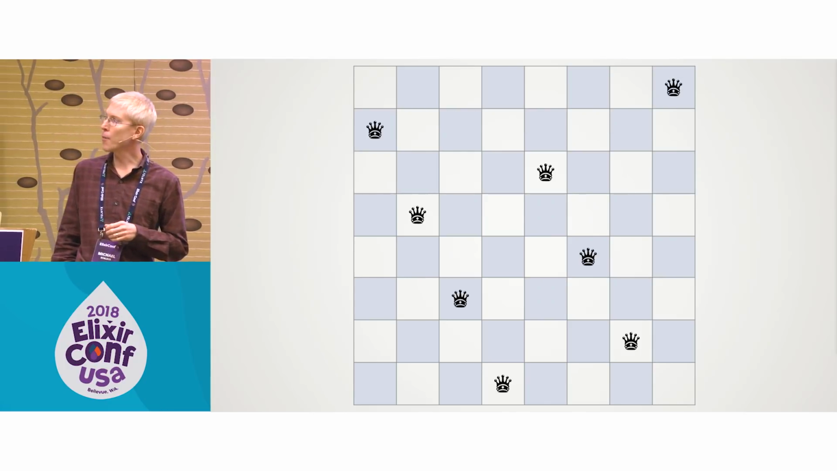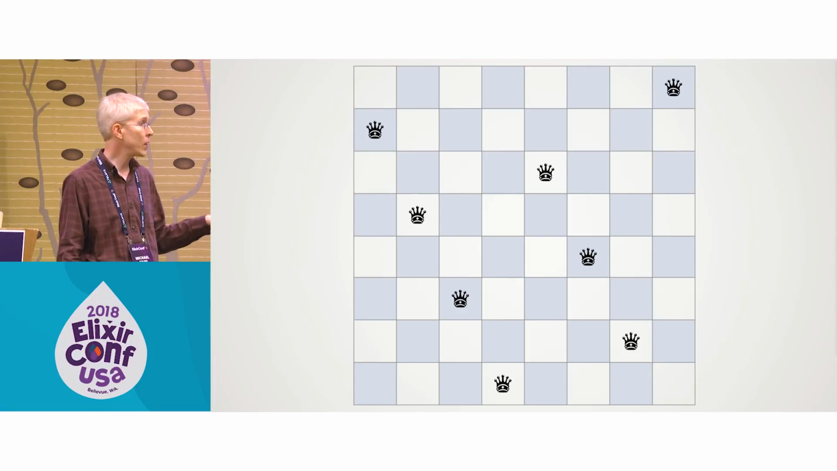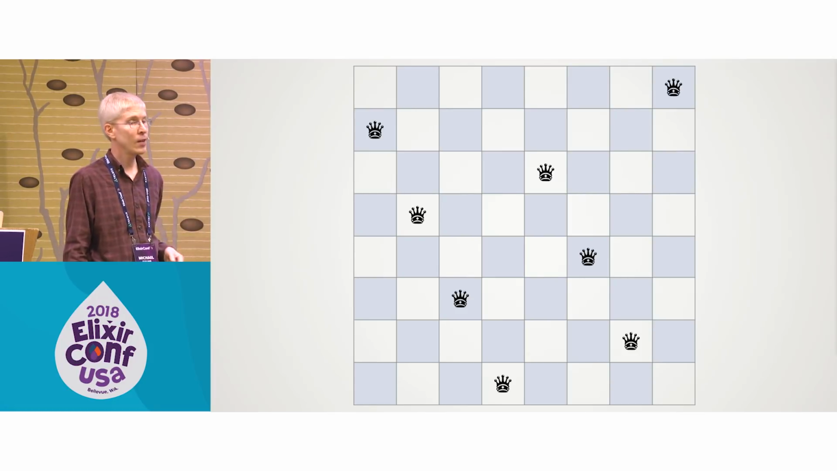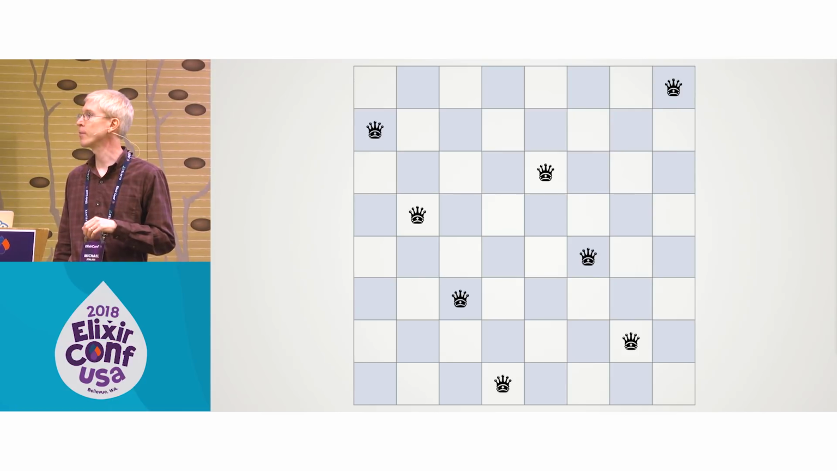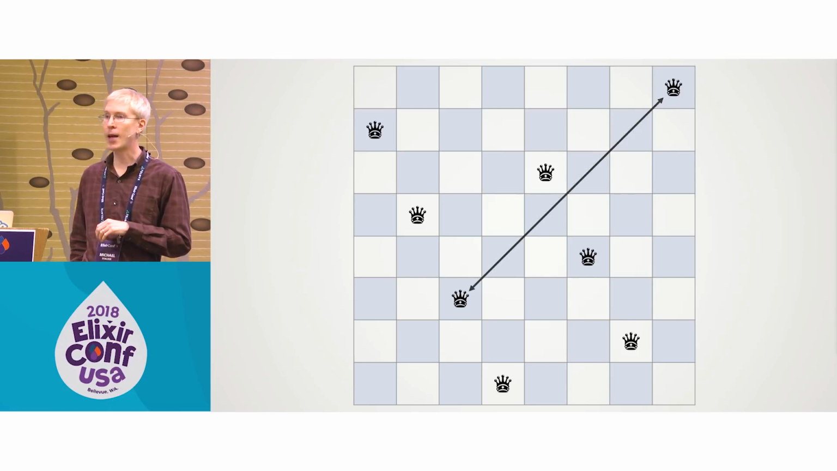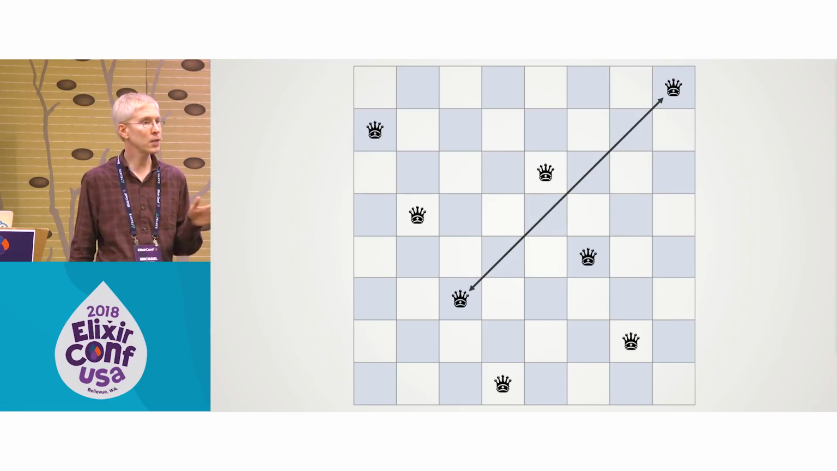So you move that top right queen up 1, and you've got no queens in the same row. Check. Got no queens in the same column. Double check. However, you've got a queen on the same diagonal. So this isn't a valid solution.